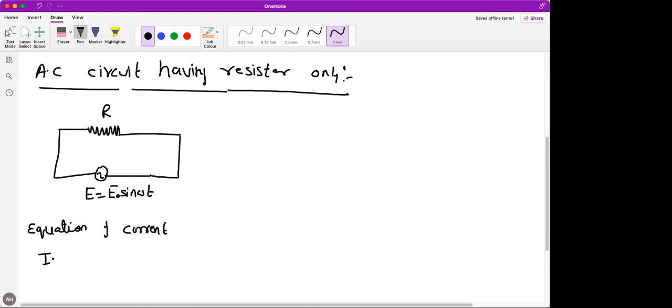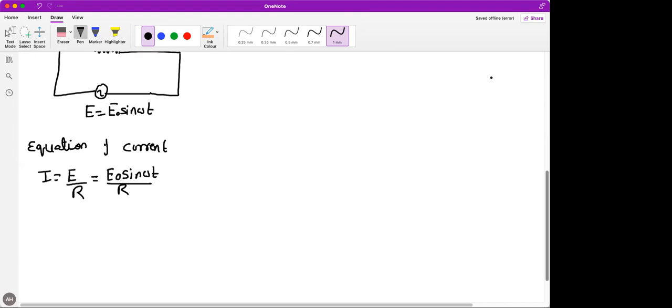See, in all the circuits, our motive would be same. We will have the equation of EMF, and our target would be to get the equation of current somehow. For a resistor, you can use Ohm's law: current is EMF by resistance. So I equals E naught sine omega t divided by R. Call this equation.